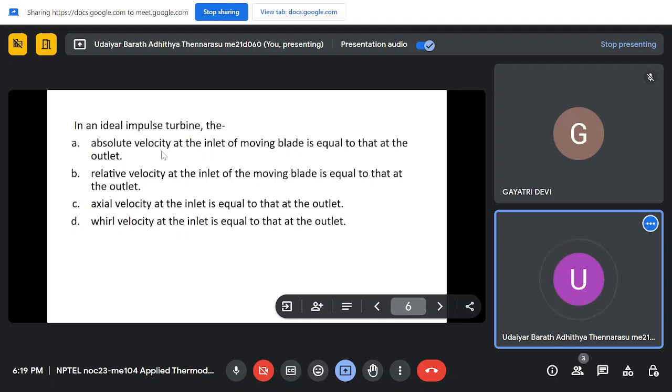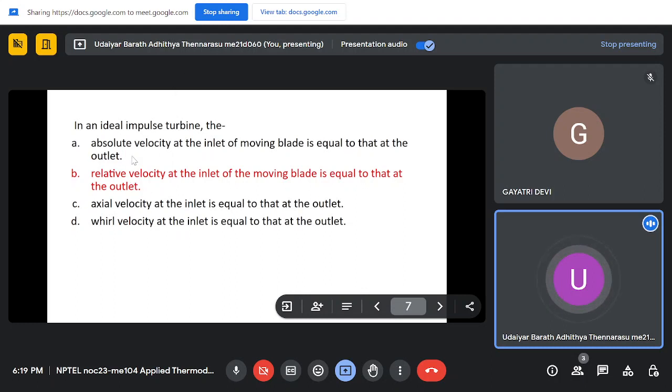So out of the 4, the answer is option B. The relative velocity will be the same in case of an impulse turbine, and in a reaction turbine it will increase.